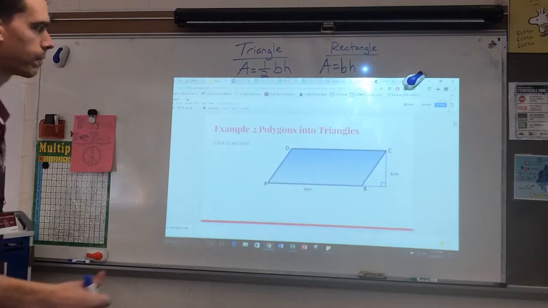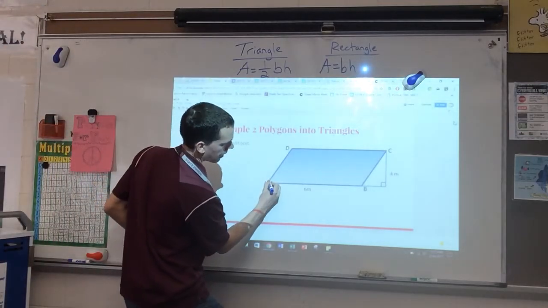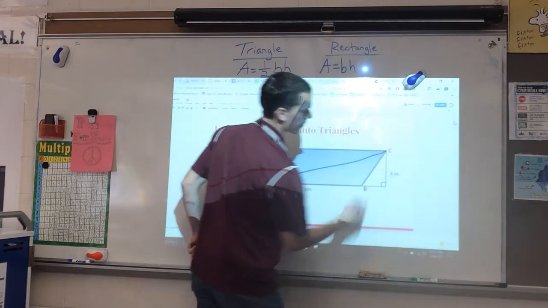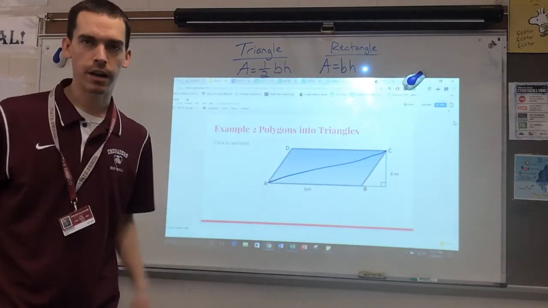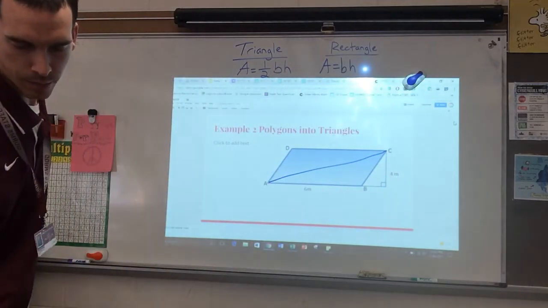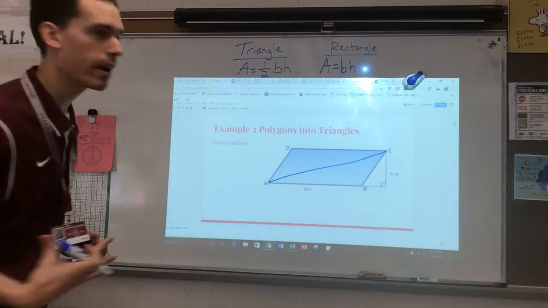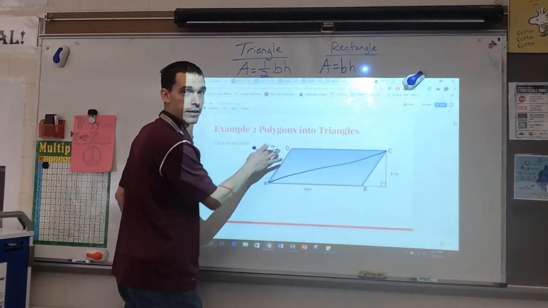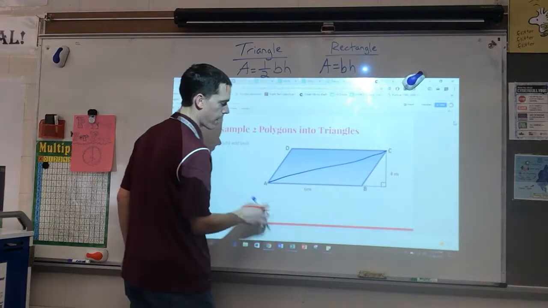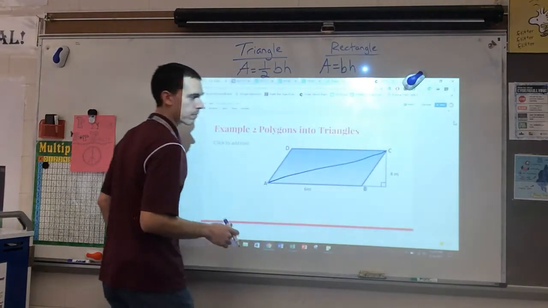Draw a diagonal from A to C, and I suggest using a ruler. Okay? That's pretty close. So A to C in a straight line, and what we're going to do is show both triangles here: triangles A, D, C, and triangles A, B, C.